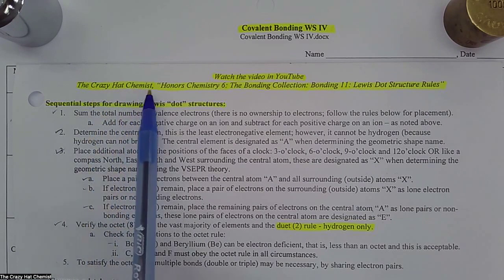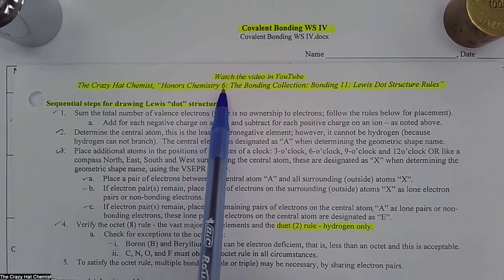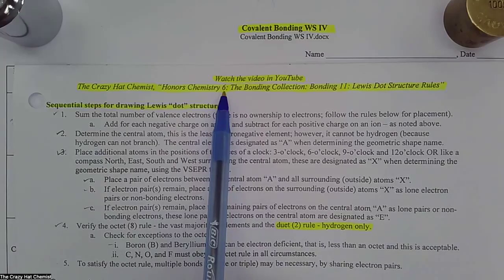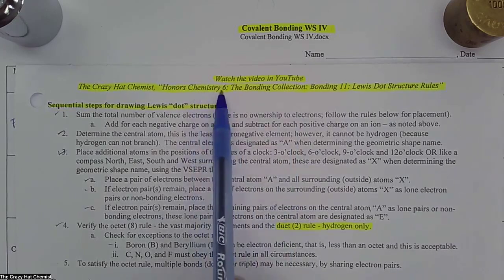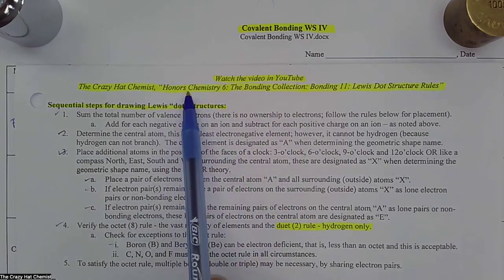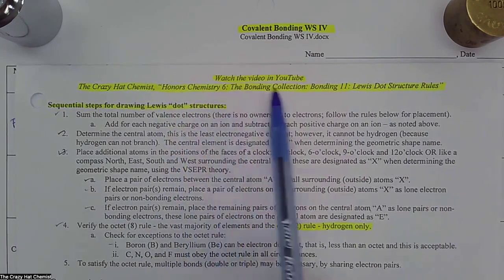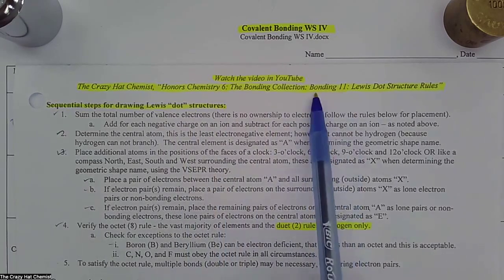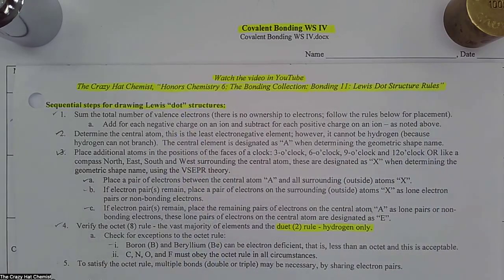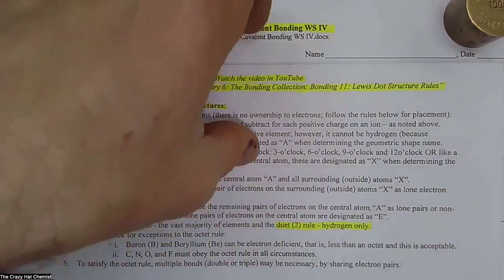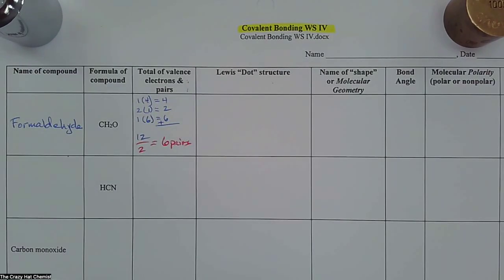If you want a more detailed version of this, you're going to go to the Crazy Hat Chemist on YouTube. You're going to go to the Honors Chemistry 6 series of videos, the bonding collection, the 6 video playlist in Honors Chemistry. And you're going to go to video number 11, which is called Bonding 11 Lewis dot structure rules, and it gives you a stepwise answer of all those. So look that up, please.